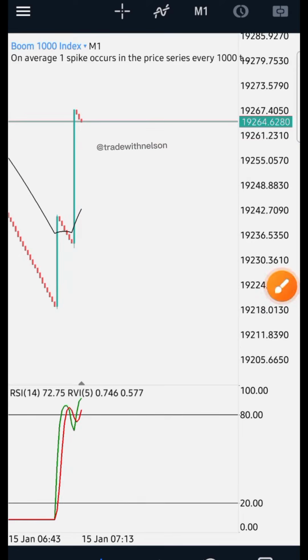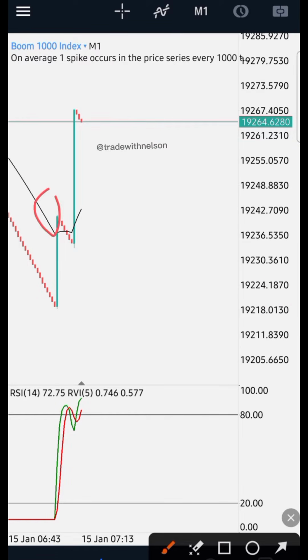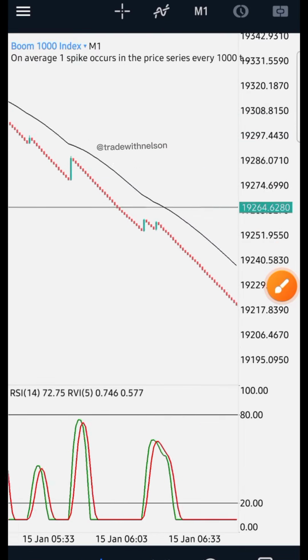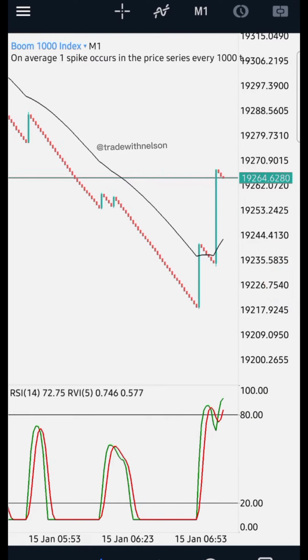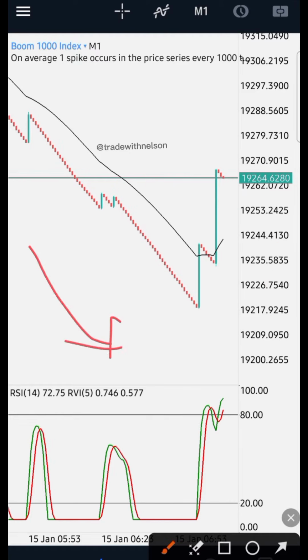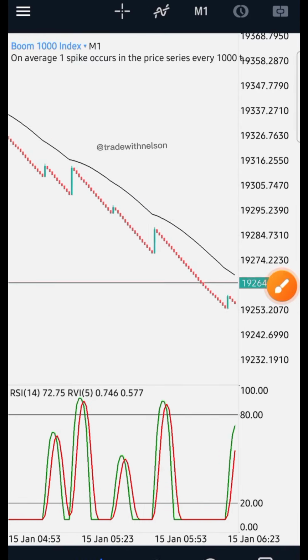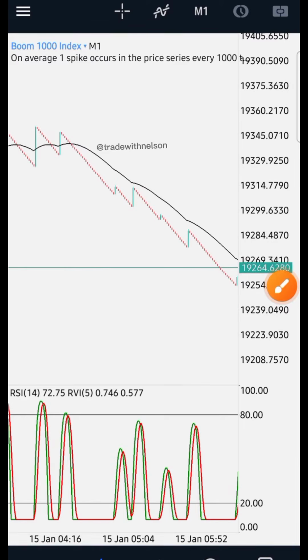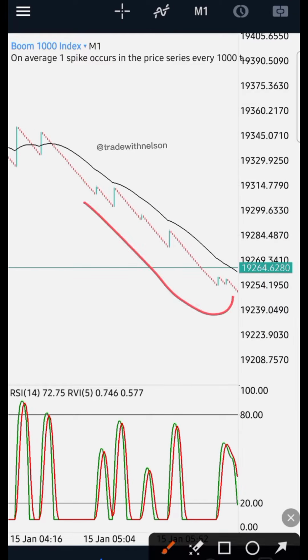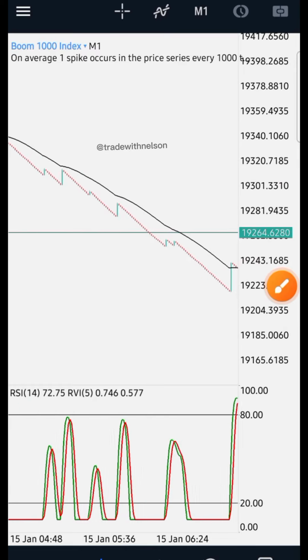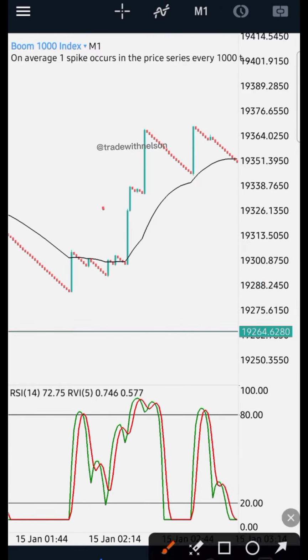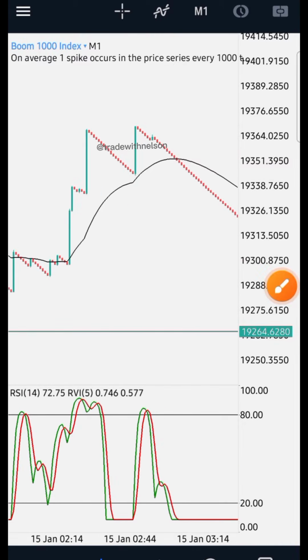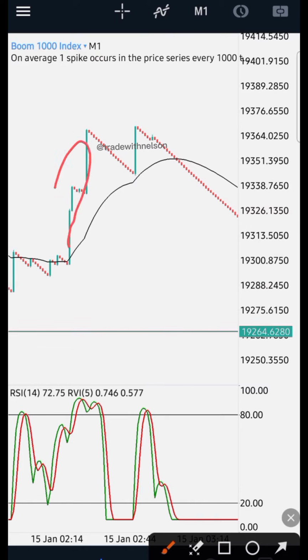I want you to know that the moving average, as we all know, is a trend following indicator. It shows us when the market is in a downtrend, and it also shows us when the market is in an uptrend. When the market is below the moving average, you see that the market is in a downtrend. If you look carefully, this is it. And when the market moves above the moving average, we see that for this short period of time, the market is in an uptrend.